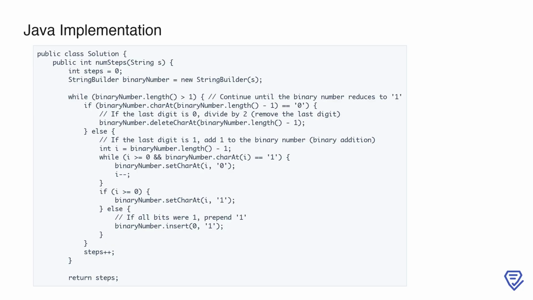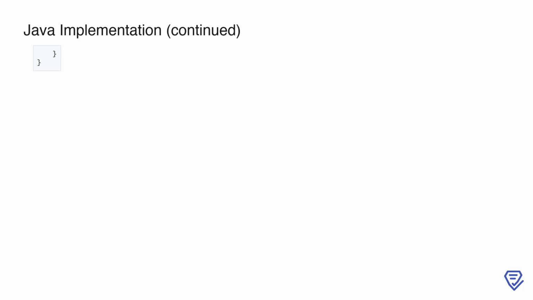If all bits are 1, we prepend a 1 to the string to handle the carry. Each operation increments the steps counter, ensuring we keep track of how many steps we've performed so far. Finally, after the loop ends, the binary number has been reduced to 1, and we return the total number of steps we calculated. This completes the implementation of the numSteps method, which follows the given problem requirements and handles both the division and addition operations efficiently.